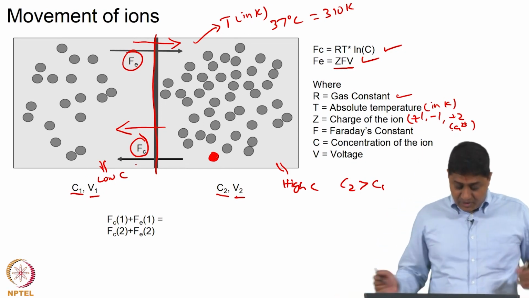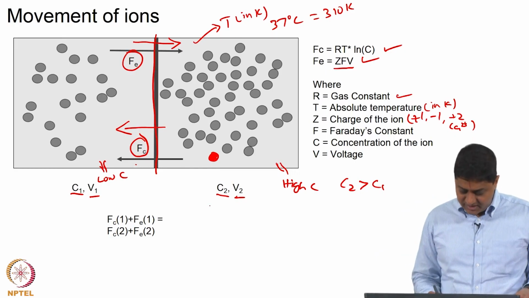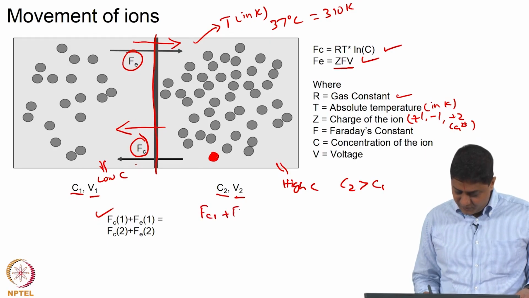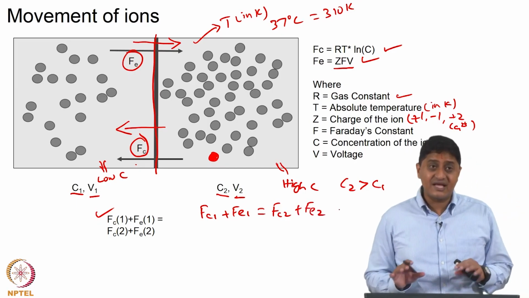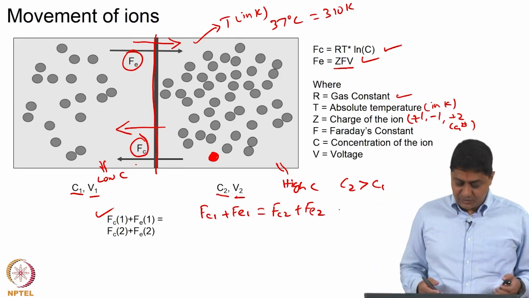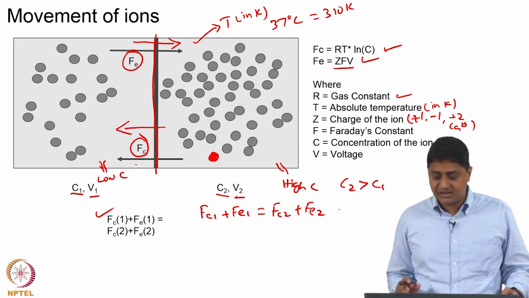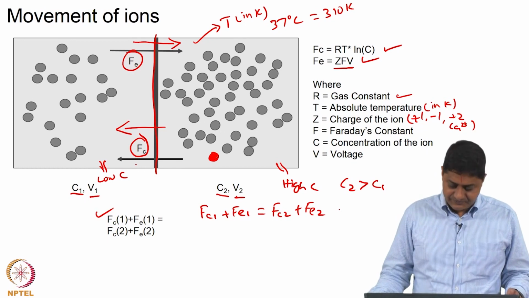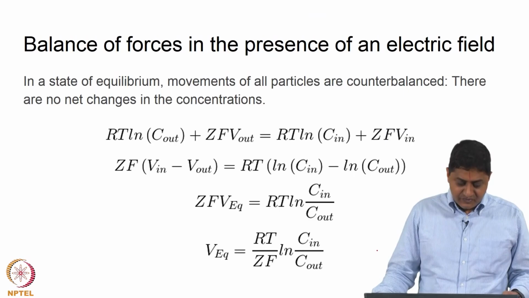And it turns out that I could come up with the equation that balances these two, that is basically Fc1 plus Fe1 is equal to Fc2 plus Fe2. So, the sum of these two forces exactly balances each other at some point. The question is, what is that point? That is what we are interested in finding out. What is the potential difference, or what is the concentration gradient at which this will happen, right? In particular, we are interested in computing the potential at which this happens, right.